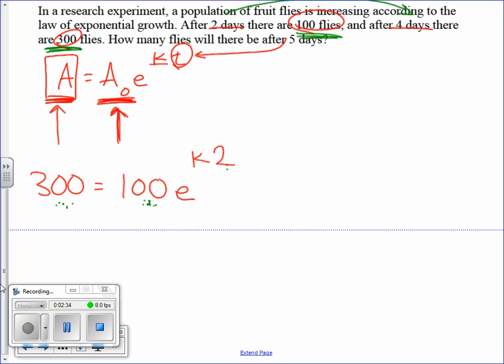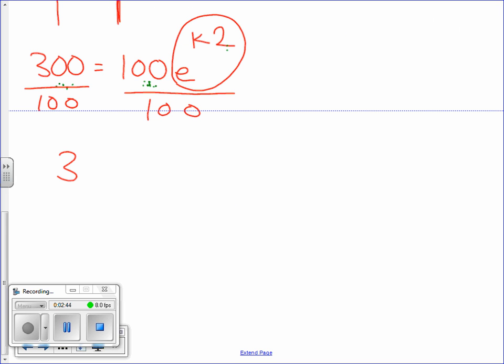So if I go about solving this again, I want to isolate this exponential term. I'm going to divide by 100 on this side. I'm going to divide by 100 on this side. I end up with 3 equals e to the 2k.